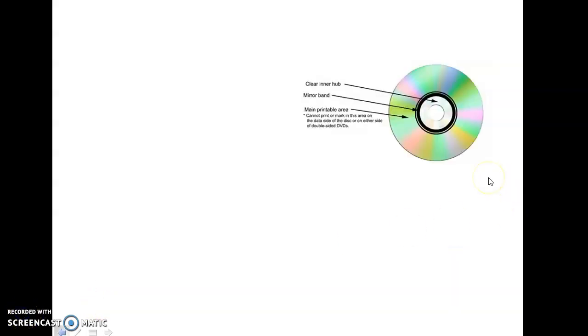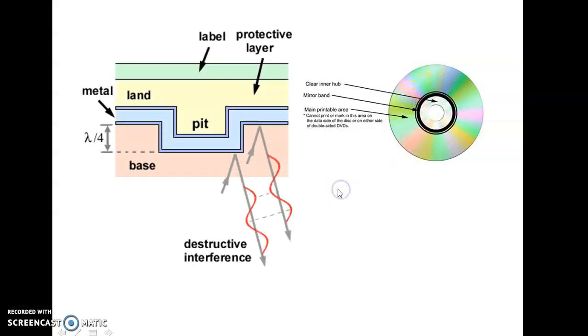CDs and DVDs use destructive interference of light to create a digital signal. The surface of a CD or DVD is covered in pits. That looks something like this microscopically. A laser beam is shone onto the DVD or CD and will get reflected light coming from different parts of the pit. The pit is 1/4 of a wavelength depth.